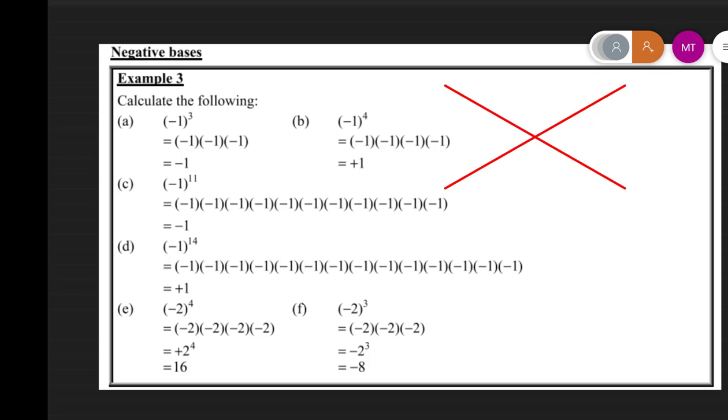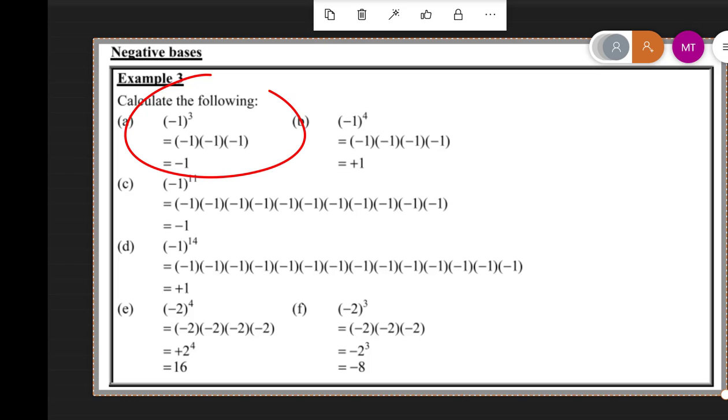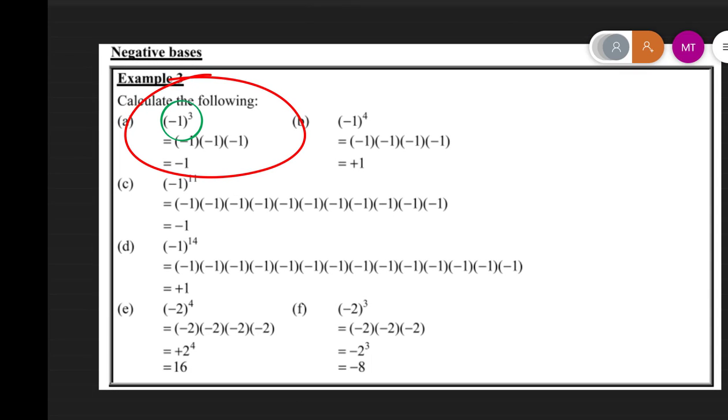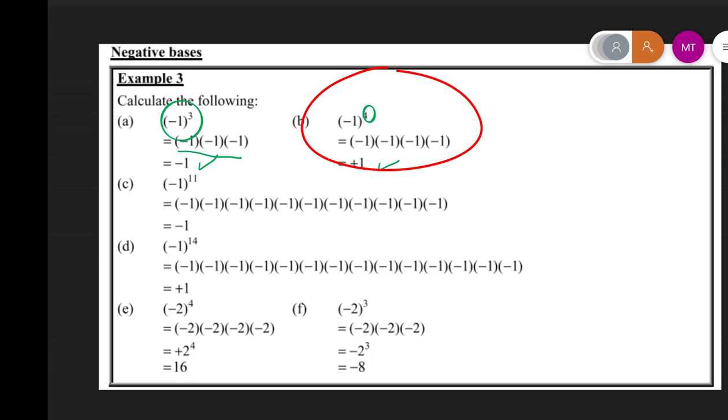What happens if the bases are negative? Well, look at number A. We've got negative 1 to the power of 3, which means it's negative 1 times itself 3 times, and the answer is negative. When it's negative 1 to the power of 4, the answer is positive because a negative times a negative is a positive. So what do you notice? That's very clever. As soon as the exponent of a negative base is an odd number, then the answer will be negative. And if the exponent is an even number, then the answer will be positive.